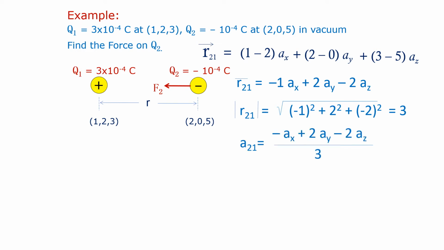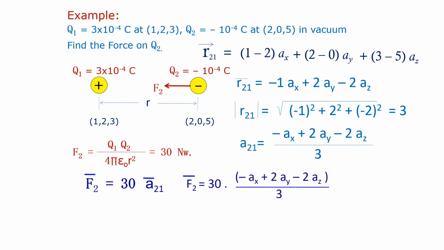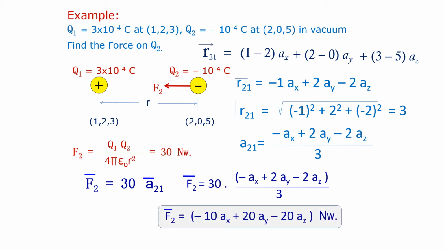The unit vector from 2 to 1, A21, will be the R21 vector divided by the magnitude. Now the magnitude F2 can be written by Coulomb's law. You will get it as 30 newtons. The vector F2 will be 30 A21 bar, and substituting A21, you will get finally the answer for the vector force F2.